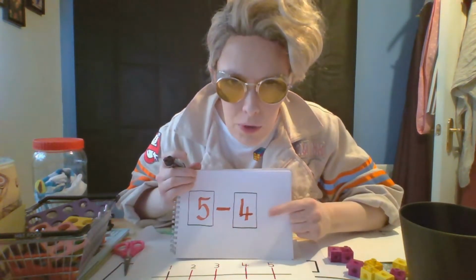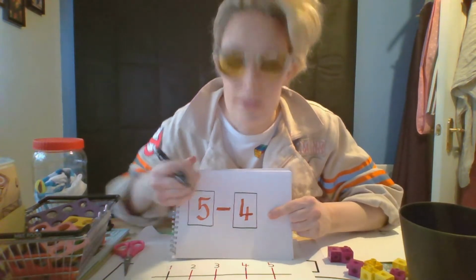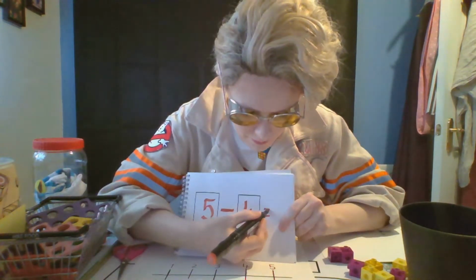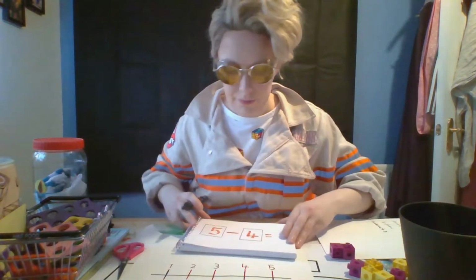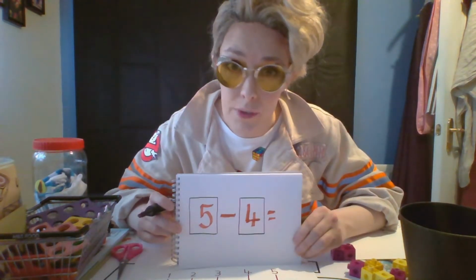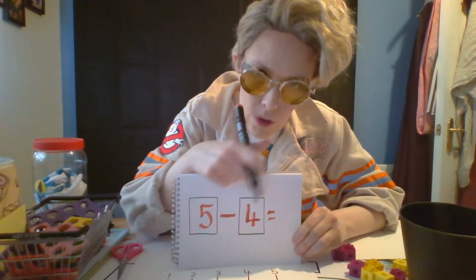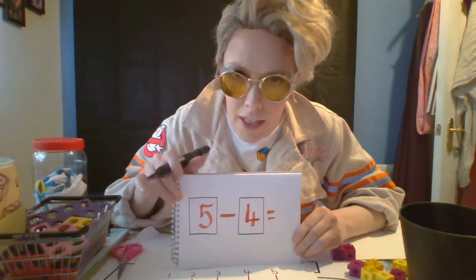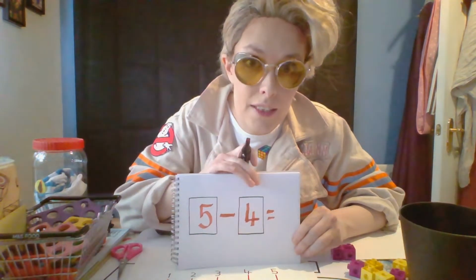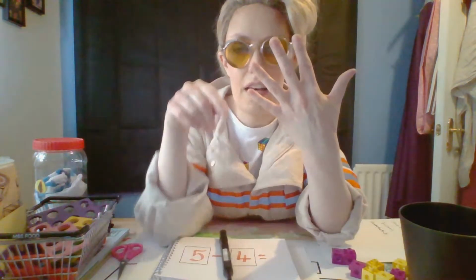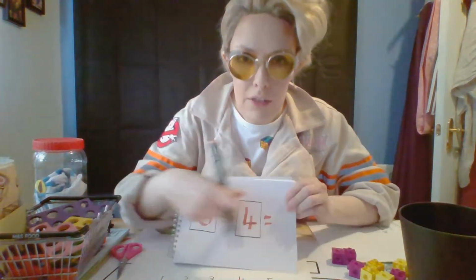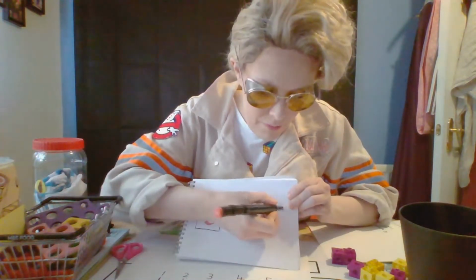Okay, and who can tell me what goes after that? It is our equal sign. Okay, equals. And who can tell me the answer? You could do that on your fingers if you wanted to. You do not need to use objects for this. 5 take away 4 equals. Make sure you write this down, please. Let's do it on our hand, shall we? 5 take away 4. 1, 2, 3, 4 is 1. So in written form, it would be 5 take away 4 is 1. Okay, well done.